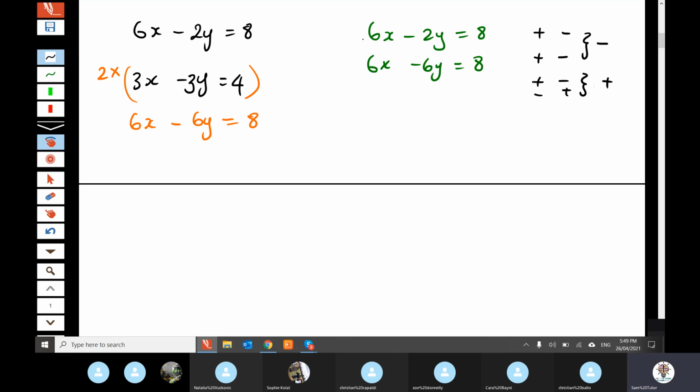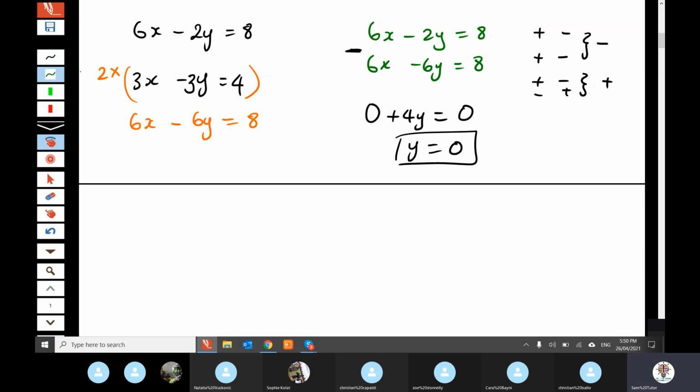All right, so in this case, it's 6x and 6x. We're going to subtract it. What's 6x take away 6x? What's minus 2 minus 6? Well, minus 2 plus 6 is 4. But honestly, guys, all done in the calculator. Minus 2 minus 6, so let your calculator deal with it. 4y. 8 take away 8, 0. So therefore, y equals 0.